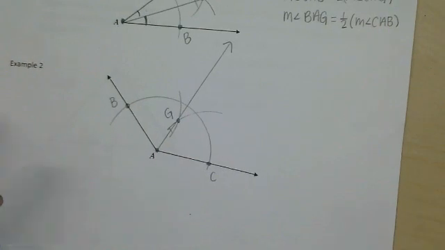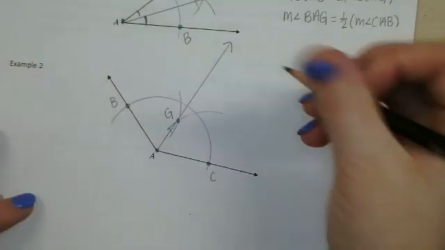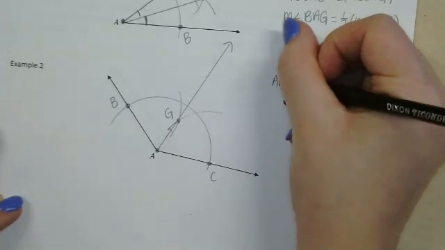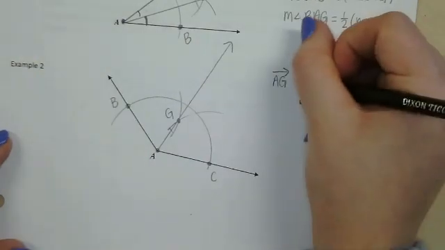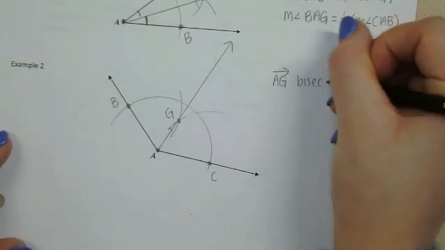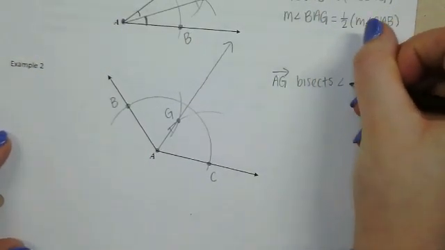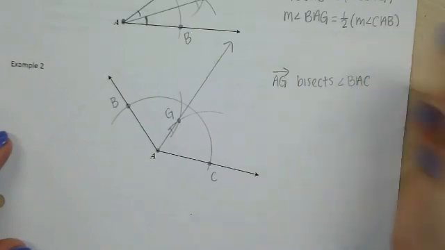And we can make a few statements here. We can say that we now know that AG is the bisector, right? So I could say that ray AG, remember this is a ray, that's how we denote a ray, two capital letters with the symbol above it, bisects the angle BAC.